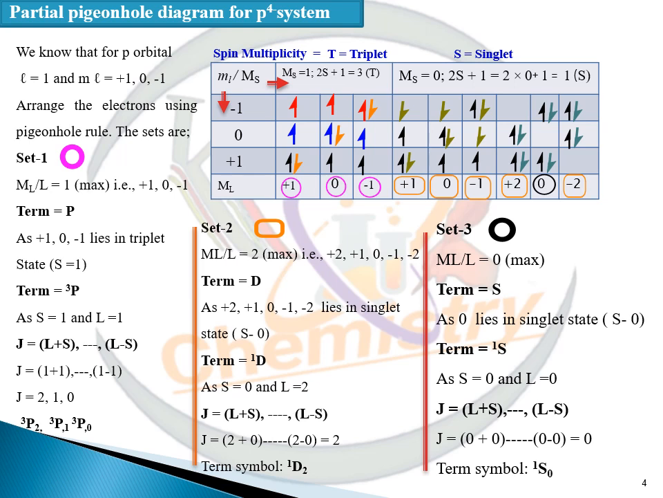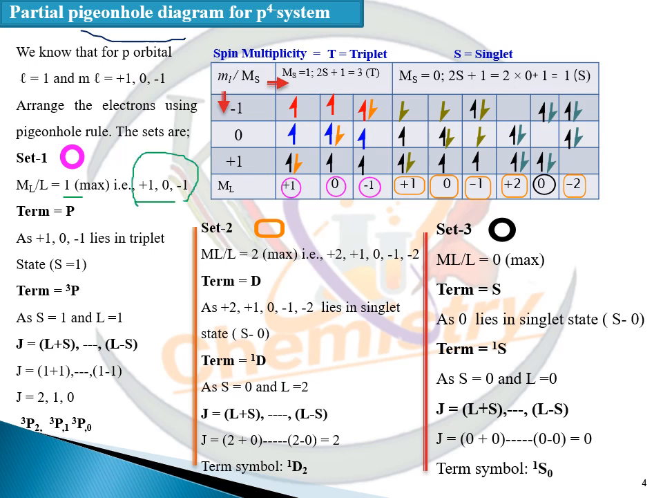Okay, it will be easy to calculate the term symbol for the p4 system by using the partial pigeonhole diagram. Again here we have L equal to 1, the ml value will be plus 1, 0, minus 1. Arrange the electrons in the pigeonholes according to the pigeonhole rule. So we have three sets. Set 1 where the ml value is 1, meaning maximum. So if ml is 1, definitely we will have plus 1, 0 and minus 1.